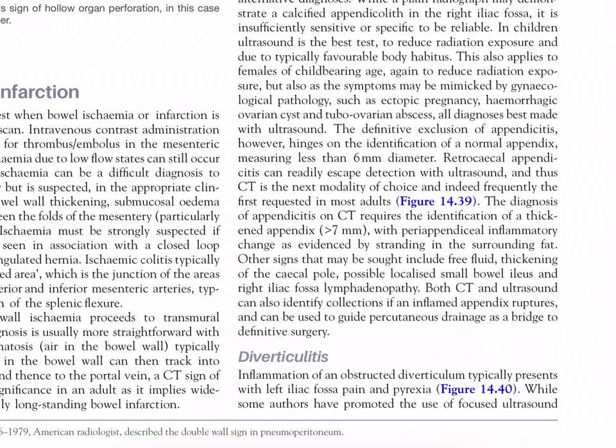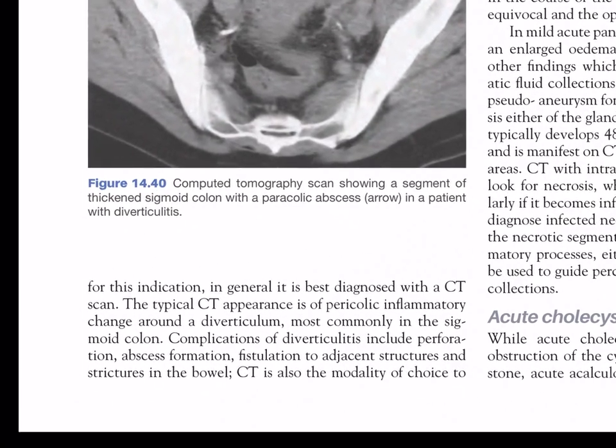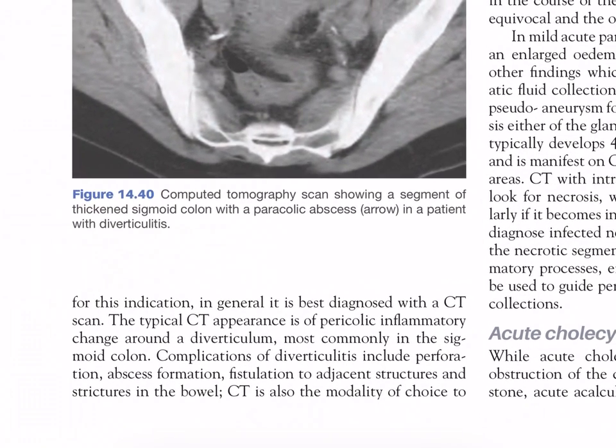Diverticulitis, inflammation of an obstructed diverticulum, typically presents with left iliac fossa pain and pyrexia. While some authors have promoted the use of focused ultrasound for this indication, in general, it is best diagnosed with a CT scan. The typical CT appearance is pericolic inflammatory change around a diverticulum, most commonly in the sigmoid colon.